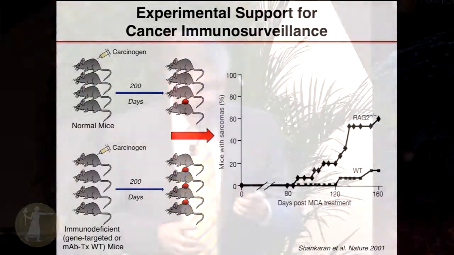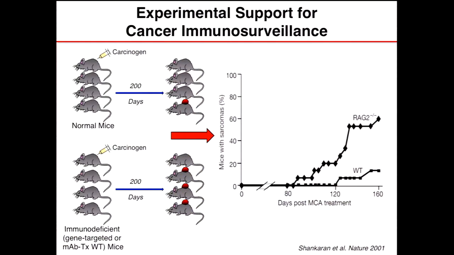And so this was the first experiment that we performed in this area. Here we took large quantities of wild-type normal immunocompetent mice or various types of immunodeficient mice, and these were all genetically and sex and age matched mice. And we treated them with a carcinogen. In this case, we used the chemical carcinogen methylcholanthrene. And then we followed tumor formation at the site of injection over time.